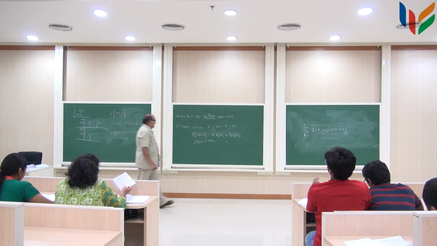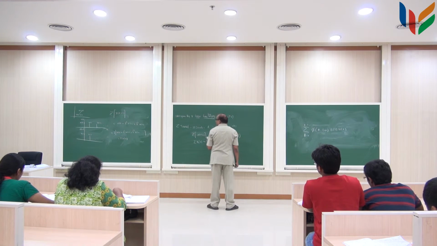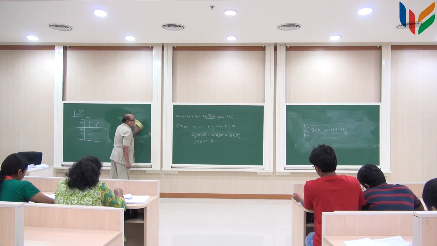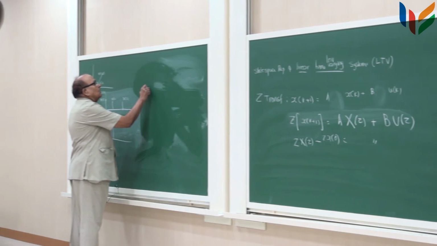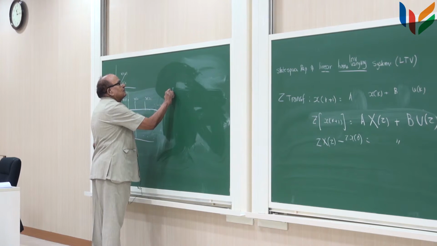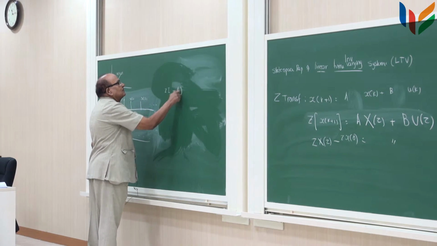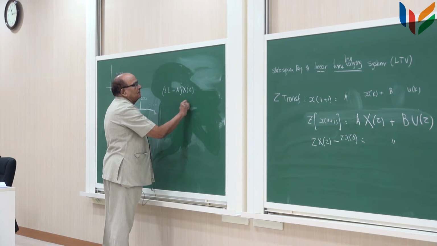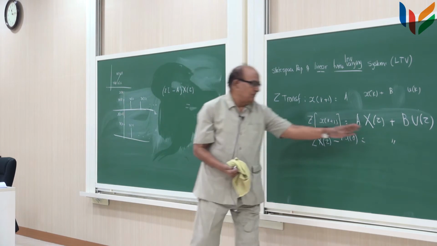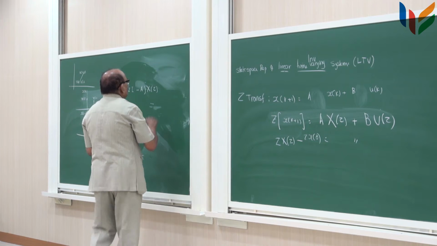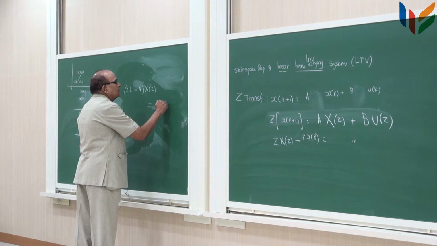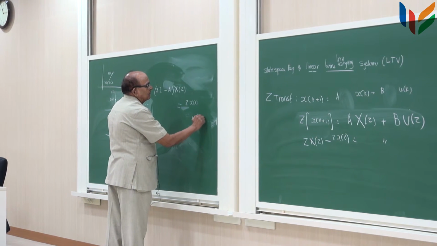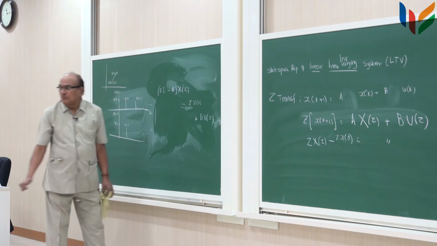So now I rewrite this as (zI minus A) times X(z) is equal to, if I bring this to this side, z x0 plus B U(z). Okay.